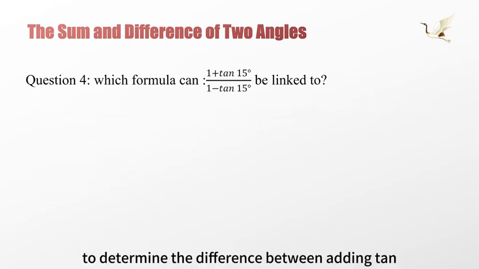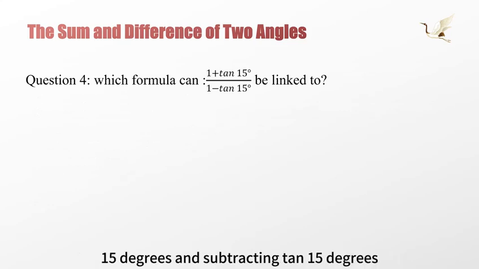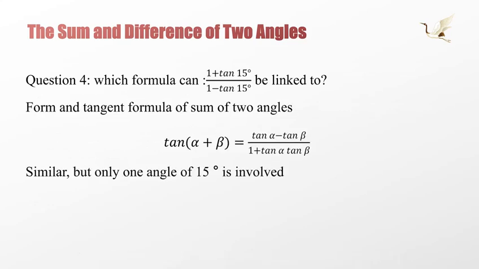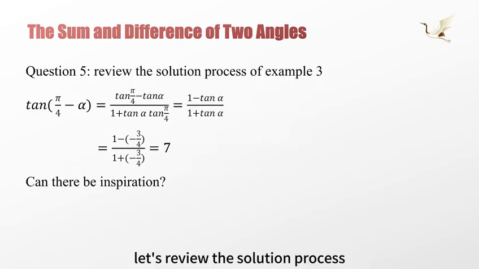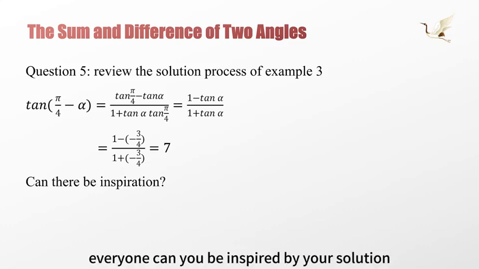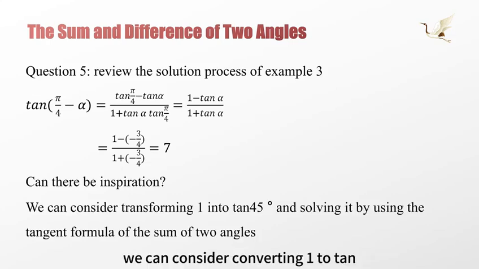What formula can be used for (1 + tan 15°)/(1 − tan 15°)? Its form is similar to the tangent formula of the sum of two angles, where tan(α + β) equals (tan α + tan β)/(1 − tan α tan β), but it only involves an angle of 15 degrees. Let's review the solution process for the third question in example 3, where tan(α − π/4) also had a similar expression. Can you be inspired by that solution? We can consider converting 1 to tan 45° and then using the tangent formula of the sum of two angles to solve it.